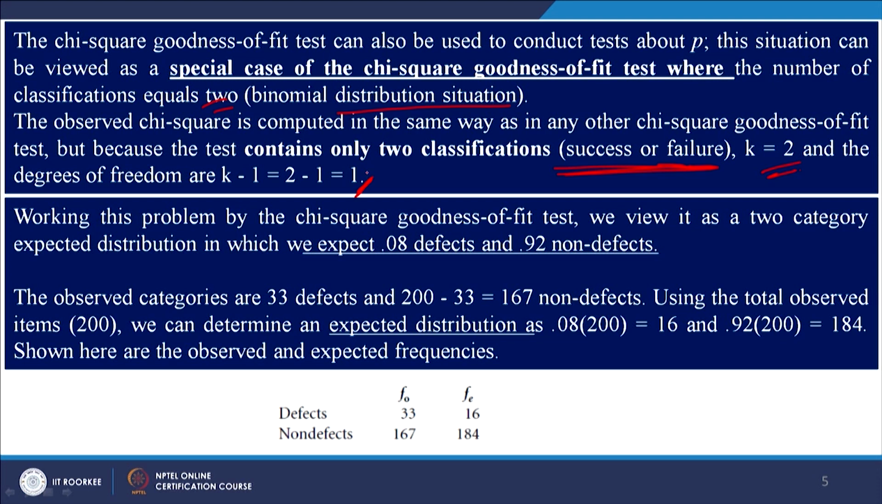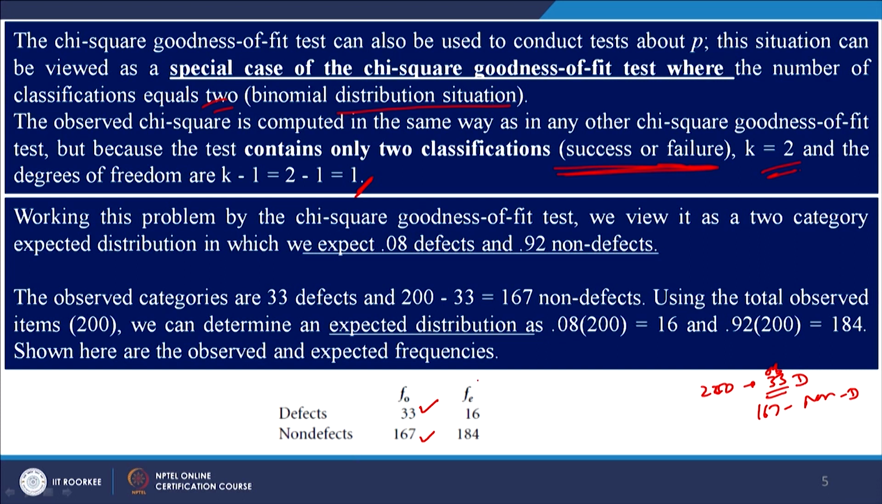And we know that the observed frequency is this. Out of 200 samples, 33 are defective. So, it means 167 are non-defective. These are defective, these are non-defective. So, these are the observed frequencies of defectives and non-defectives.